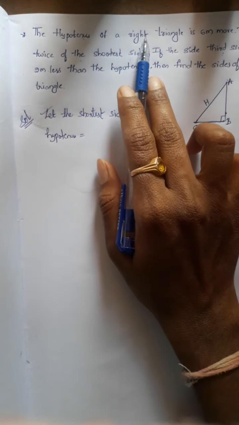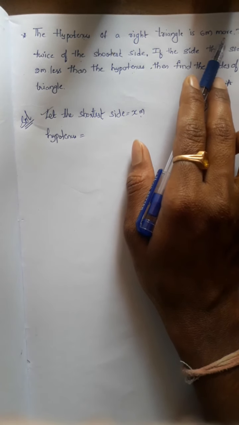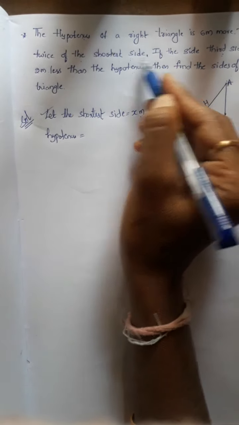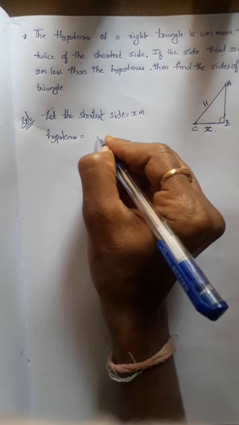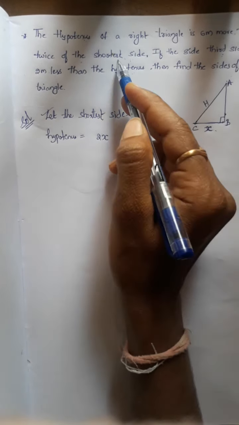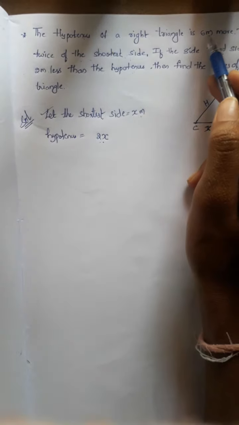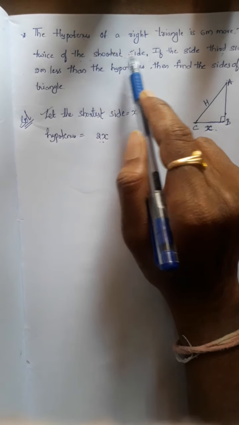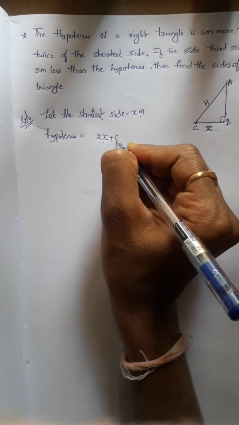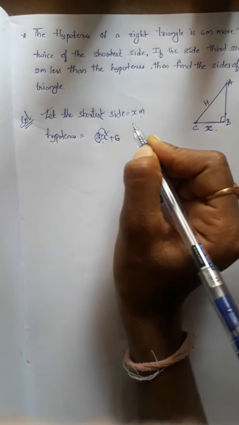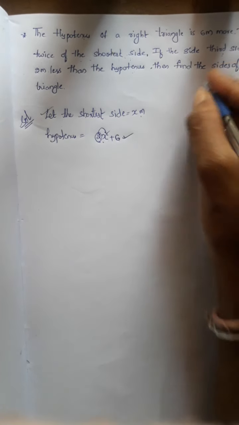If you observe, the hypotenuse of the right triangle is 6 meters more than twice the shortest side. Read from this side: twice the shortest side. First I am writing twice the shortest side. Twice means 2 times, so twice the shortest side is 2x, right? And 6 meters more than that means it should be added with 6. Here the hypotenuse is also done. This became 2x plus 6, right?